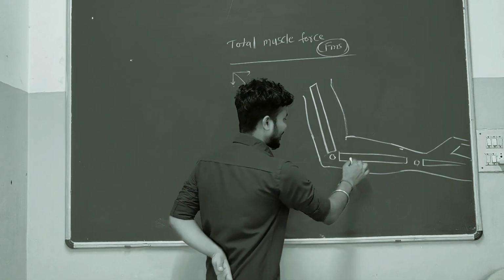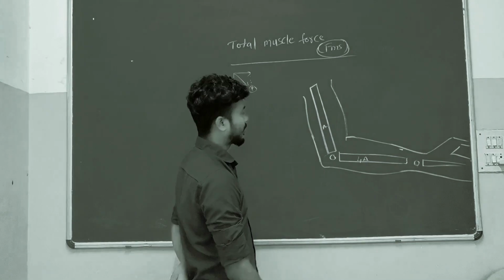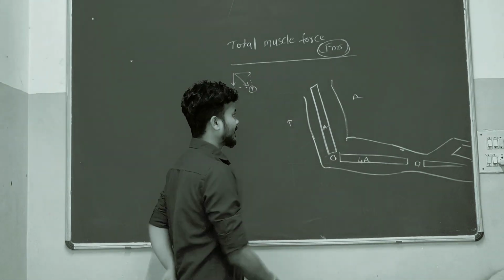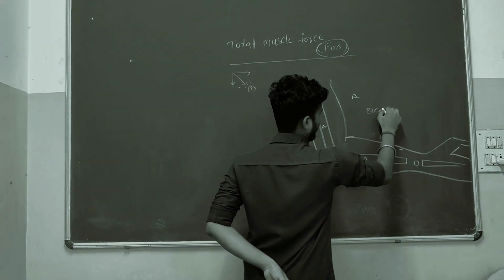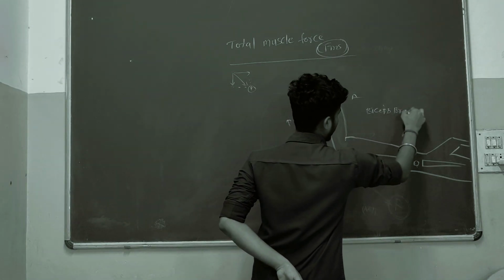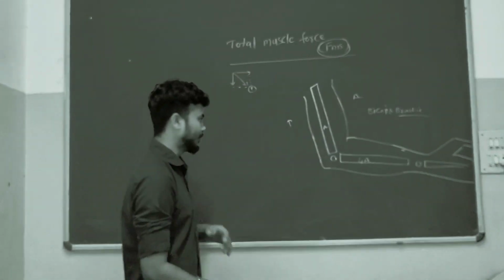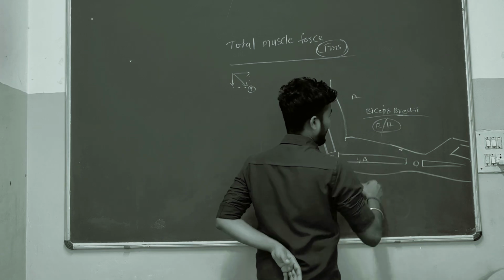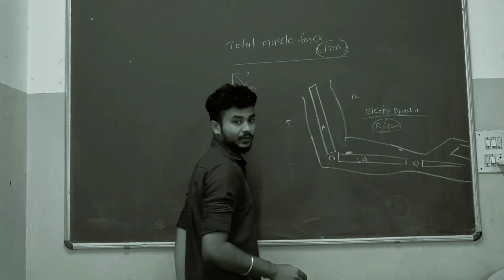So suppose this is our forearm component and this is our arm component. Here this is anterior, this is posterior. Here we will be having the biceps brachii muscle. The insertion of the biceps brachii is at the radial head, the radial tuberosity. Here the biceps brachii is going to insert.